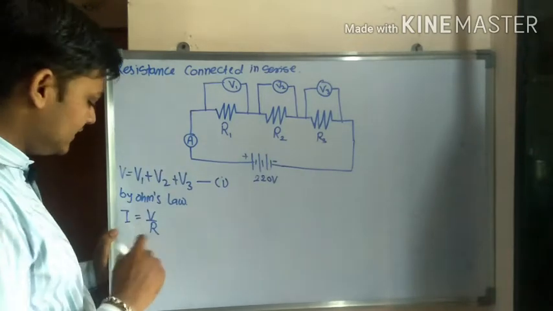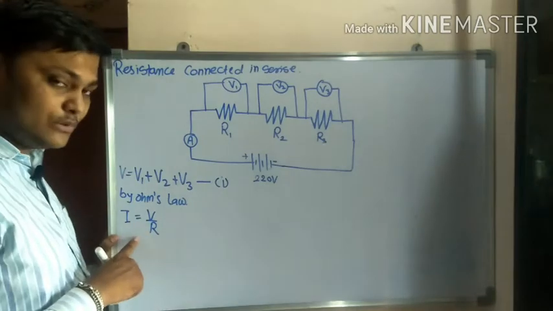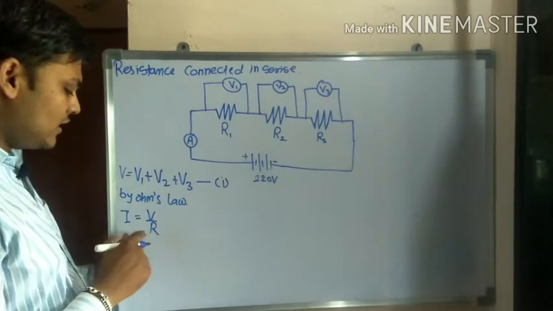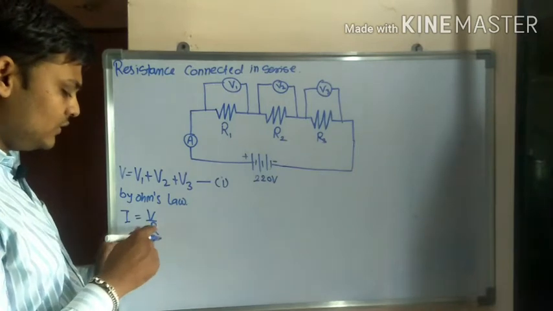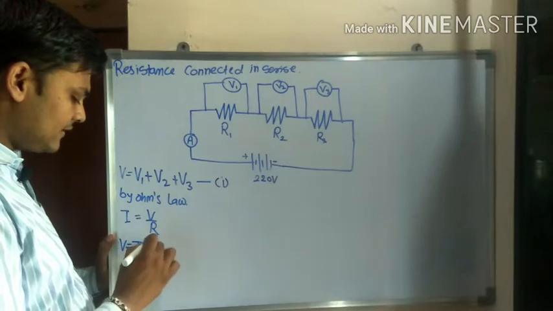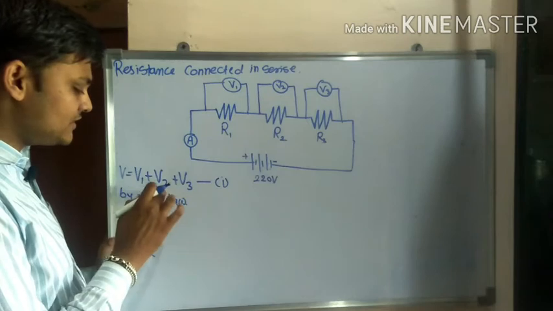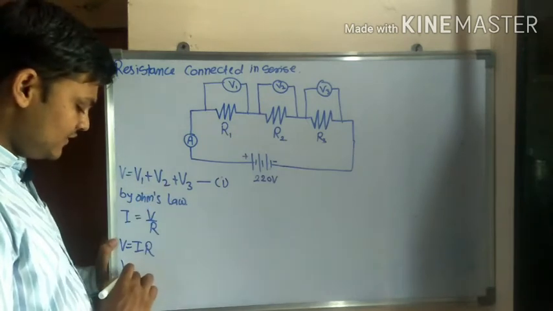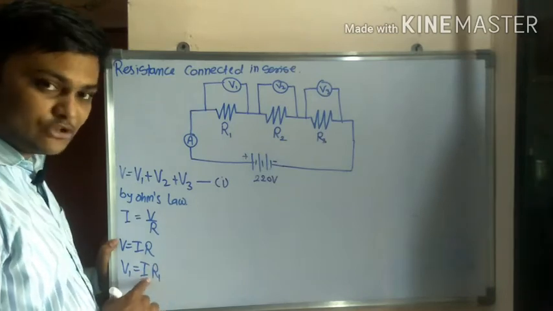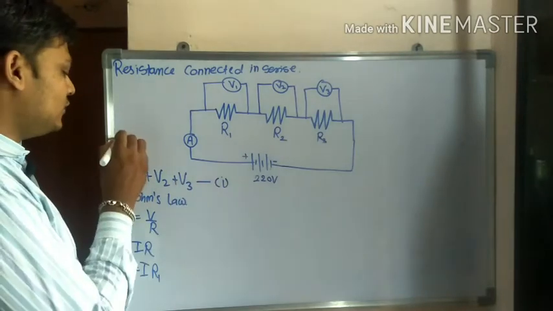How did we remember this? Idli vada with rasam. In that video I gave you the hint of how to learn this. So I is equal to V by R, which means V is equal to IR. But we have V1, V2, V3, that is V1 plus V2 plus V3. That's the reason V1 is equal to I into R1. Now you will ask, sir, why not I1 here? Because in this whole device the current is constant.